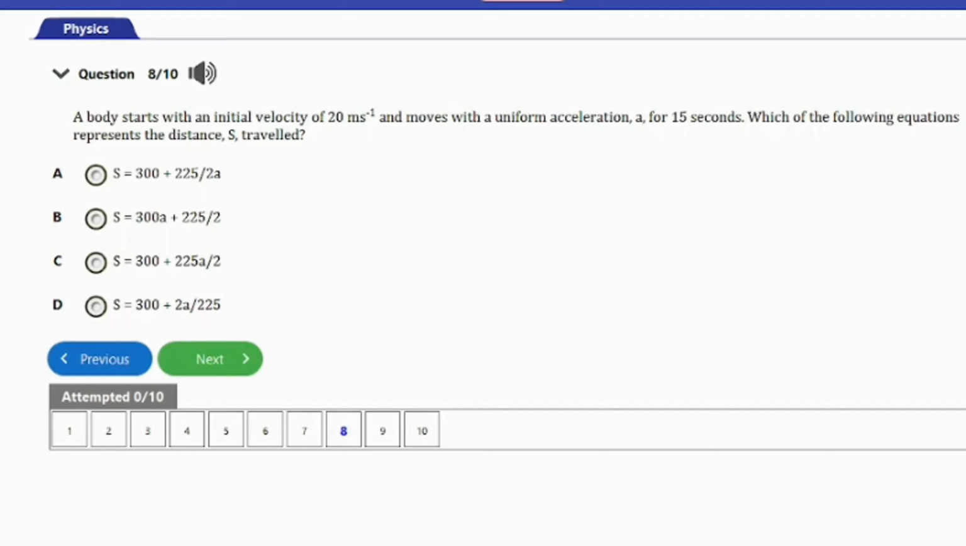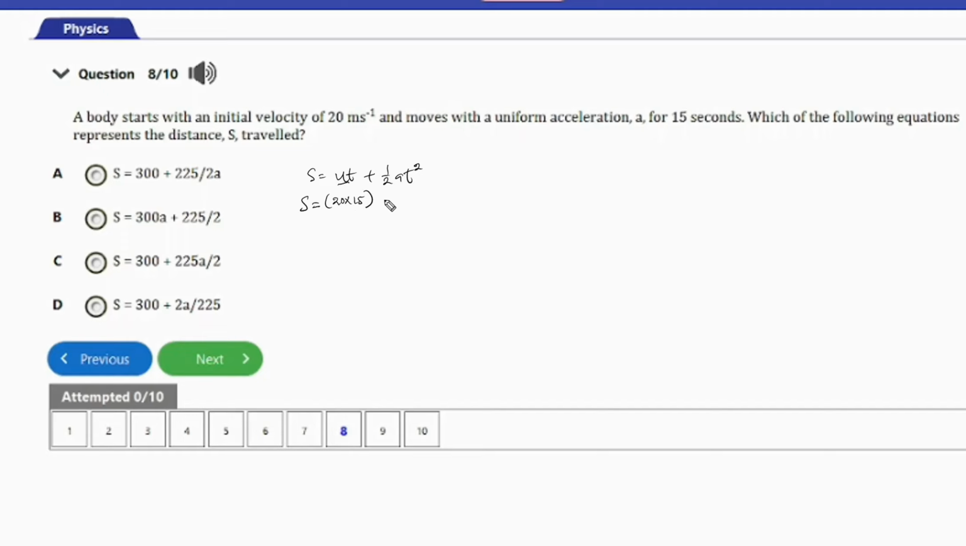So guys, actually the distance traveled is s is equal to ut plus half at squared. So in this situation, a is the acceleration and no value is assigned to that, so it still remains a. The s is the one we are looking for here. Other values are given, like u is 20 meters per second and t is 15 seconds. So guys, ut is 20 times 15 and that's 300.